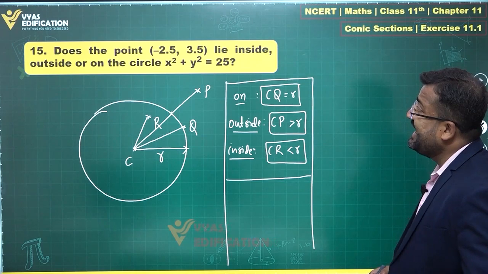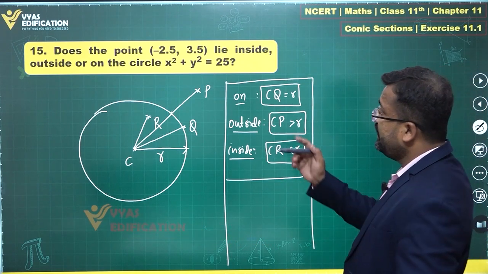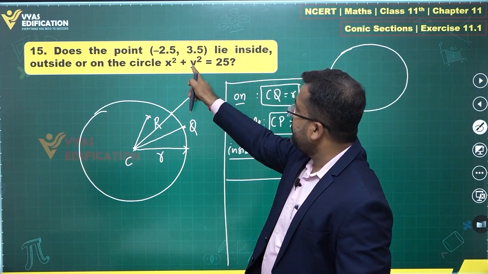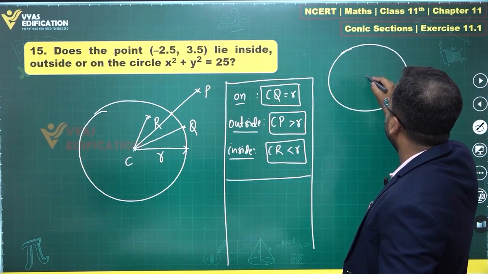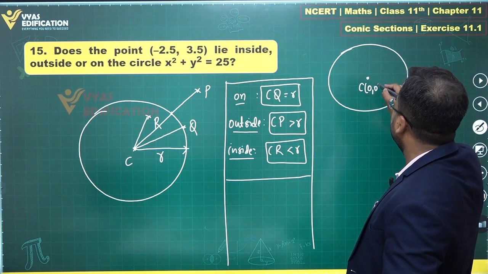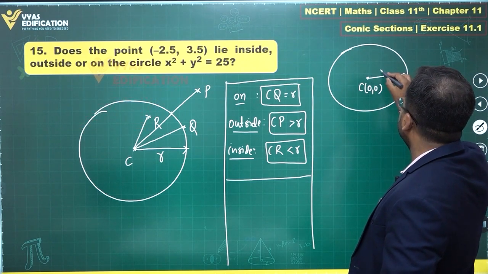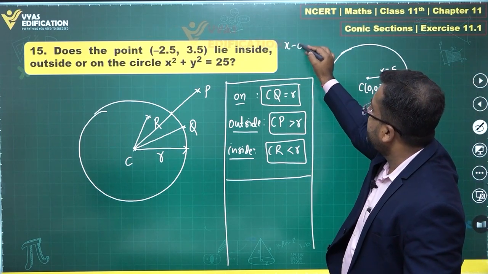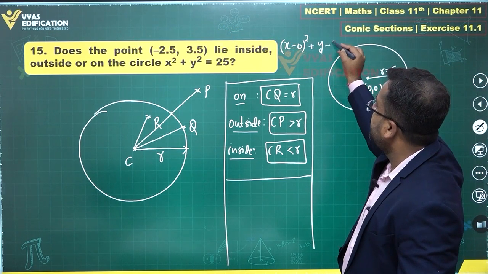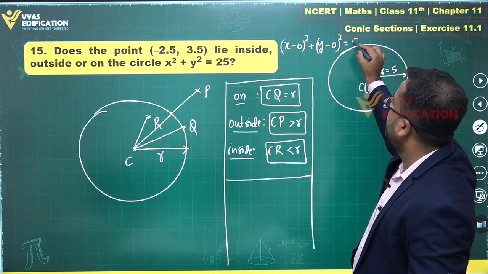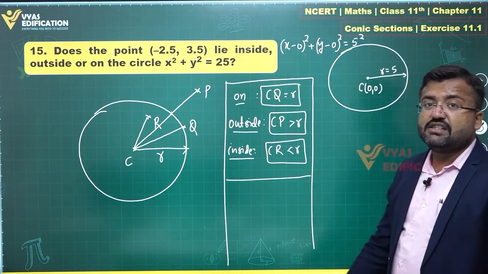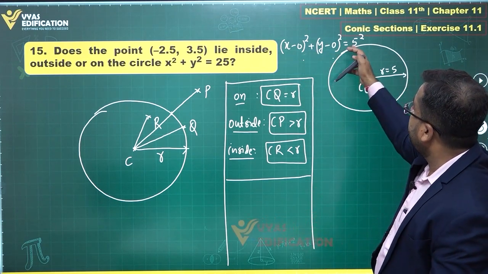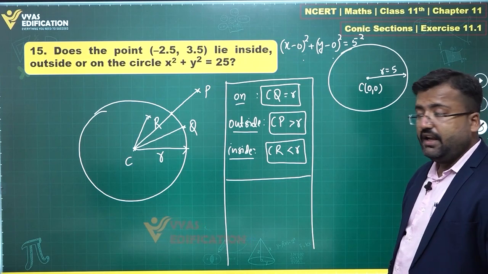Does this point lie inside, outside or on the circle? For that, let's analyze that circle. That circle is x minus 0 whole square plus y minus 0 whole square is equal to 5 square. So the center is 0 comma 0 and the radius is equal to 5. We have written the equation as x minus 0 square plus y minus 0 square equals 5 square, and we have compared it with the equation of the circle in standard form, found the center as 0 comma 0 and the radius as 5. This is what I have, right?